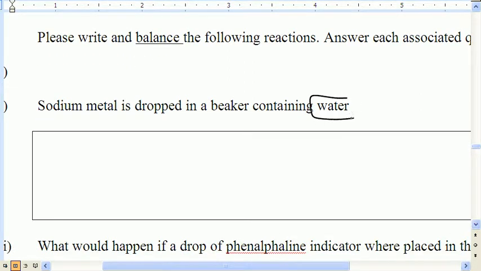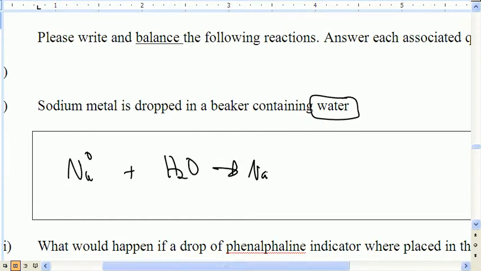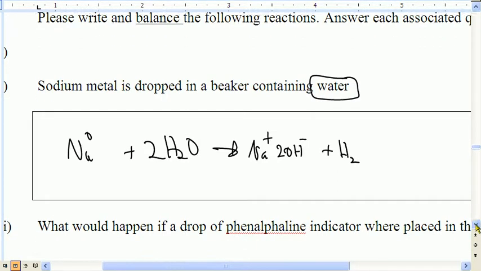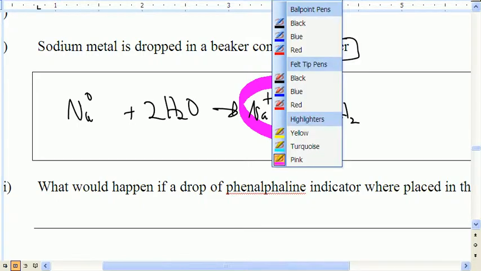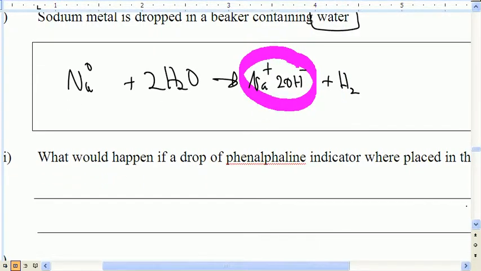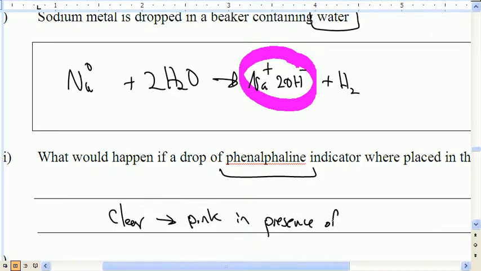Okay, sodium metal is dropped in water. There's your key word. Na0, H2O, boom! Na plus, OH minus plus H2, boom, there it is. We know that this is going to make phenolphthalein turn pink. So phenolphthalein indicator in the presence of hydroxide is going to go from clear to pink in presence of OH minus.